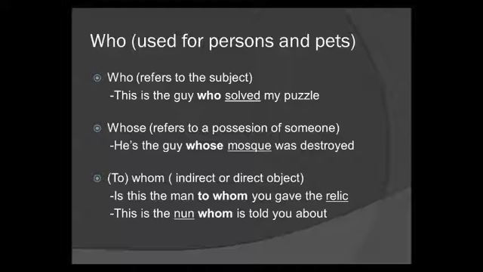First off, who. Who is the most common pronoun, but also the most in-depth one. Its main form is who and refers to a subject. The second form of who is whose, and this word refers to a possession of someone.